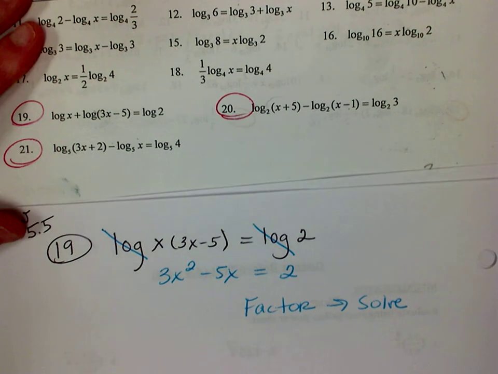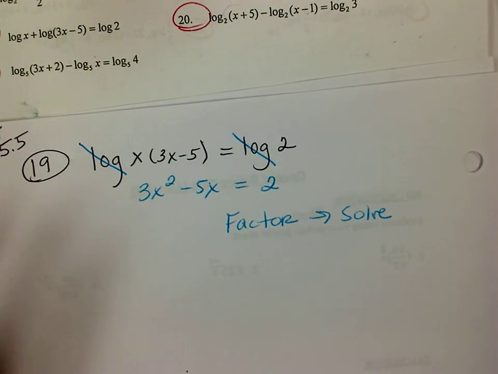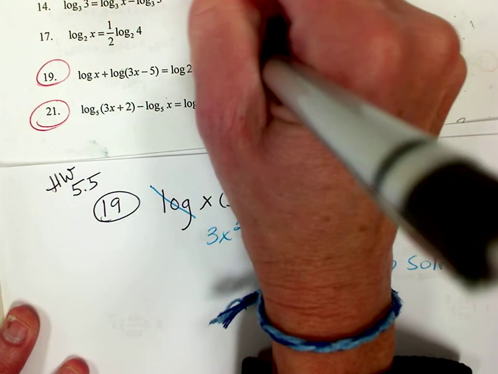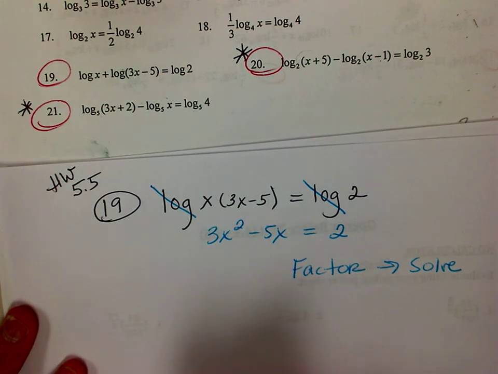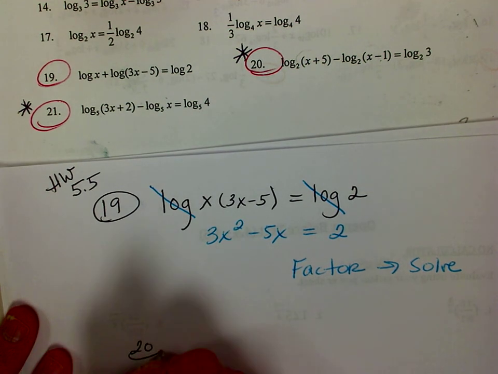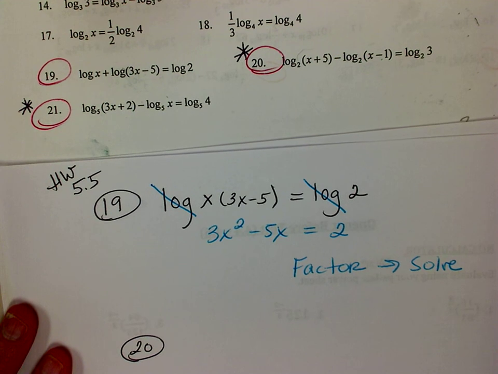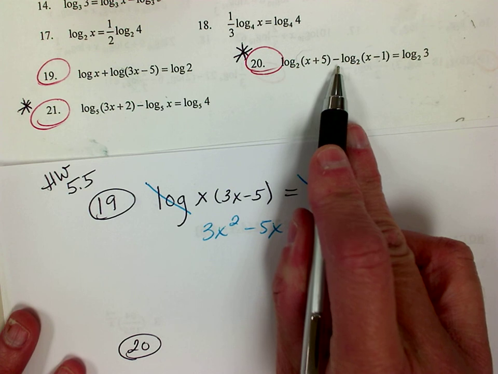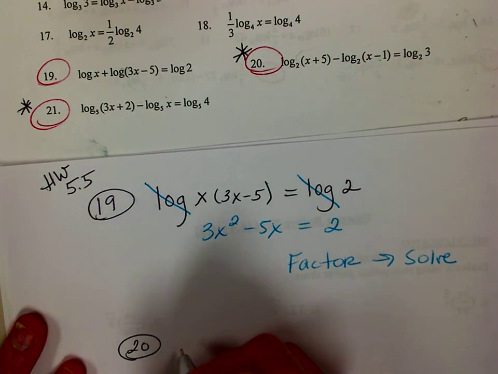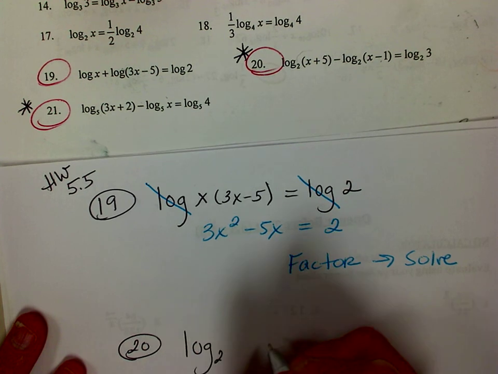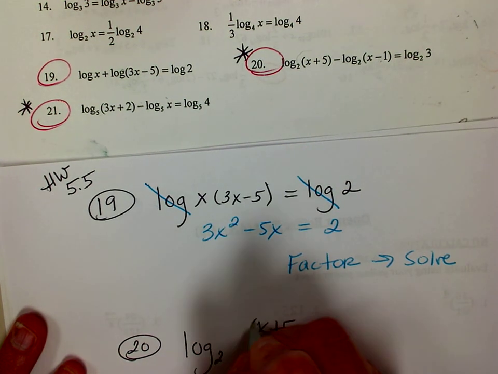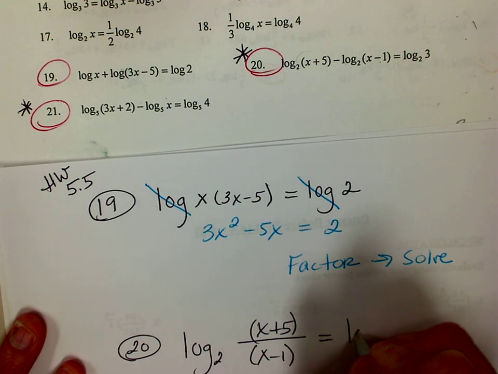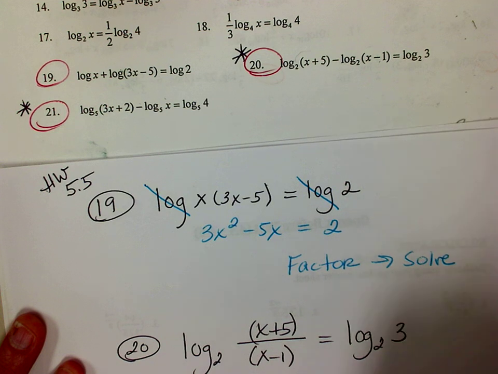Now 20 and 21 are similar. So I'm just going to do one of those, but make note that 20 and 21 are very similar. So let me do number 20. I'm going to set up 20 and then you'll be able to do 21. This time this means to divide. I don't have any exponents, I don't have any numbers in front. So I'm going to have log base 2, x plus 5 divided by x minus 1 equals log base 2, 3.